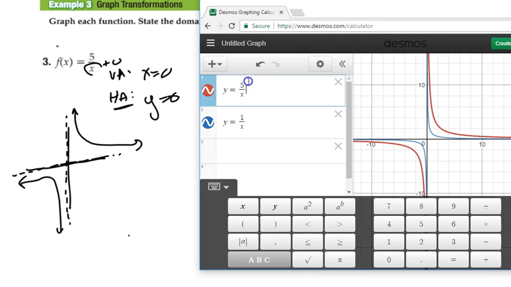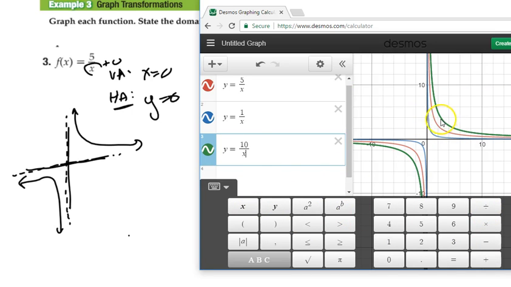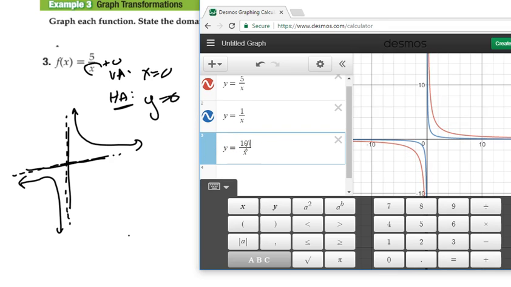Let's do another one actually. y equals 10 over x. It's going to be further out. Like I said earlier, what if I make this a negative? Oops, wrong way. The same, negative 10. Then it flips it upside down.